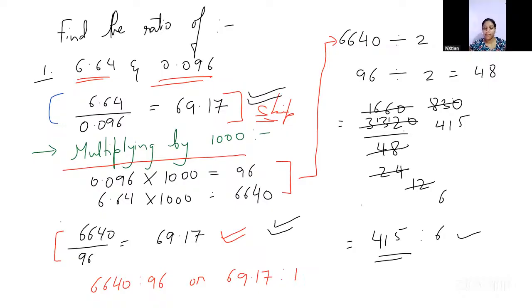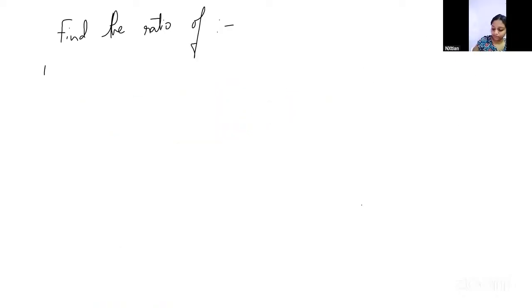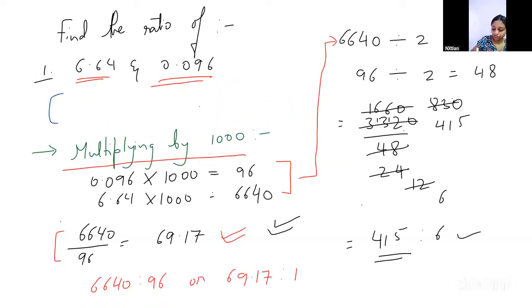You can erase this part. Do this step with 6640 and 96. Check which number both are divisible by. So take that number, divide them until they are not dividing anymore, and what you'll be left with is going to be your ratio, 415 is to 6.